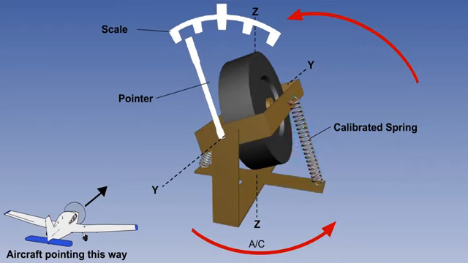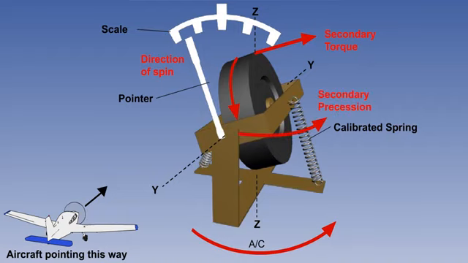As the rotor tilts, it causes a spring between the gimbal and the frame to be extended. The resulting spring tension subjects the frame to a secondary torque acting around the YY axis. This secondary torque is also precessed through 90 degrees in the direction of rotor spin to produce a secondary precession in the same direction as the aircraft is turning.